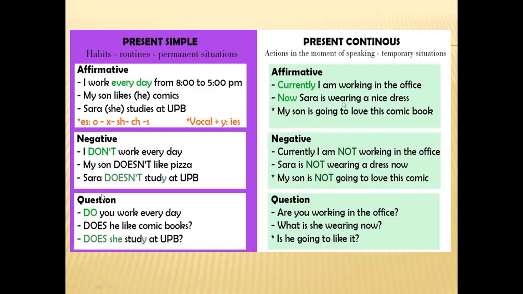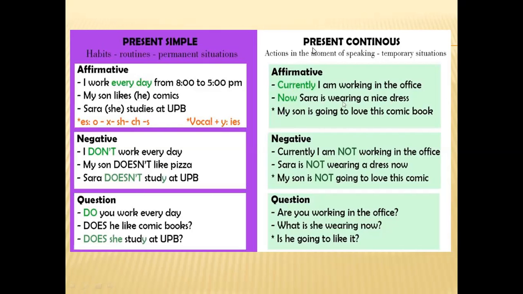And in the question, we also have the auxiliaries. Do you work every day, for example? Does he like comic books? Or does she study at UPB? So do and does are the auxiliaries that are going to help us to make questions. This is present simple.